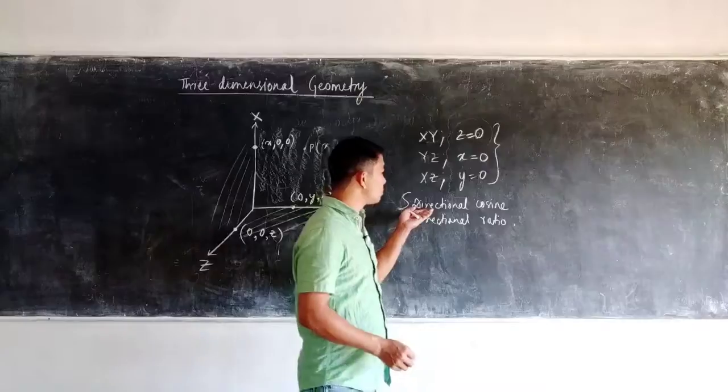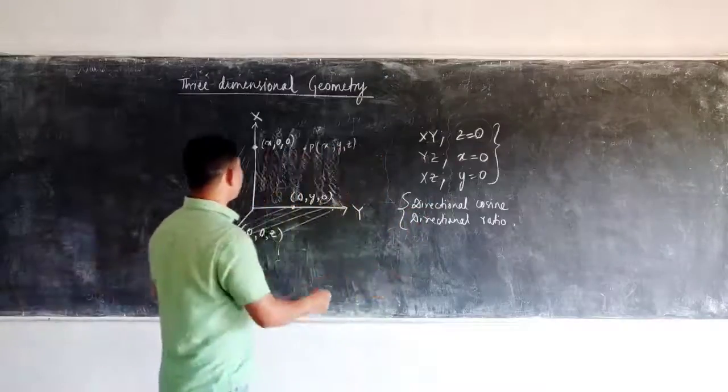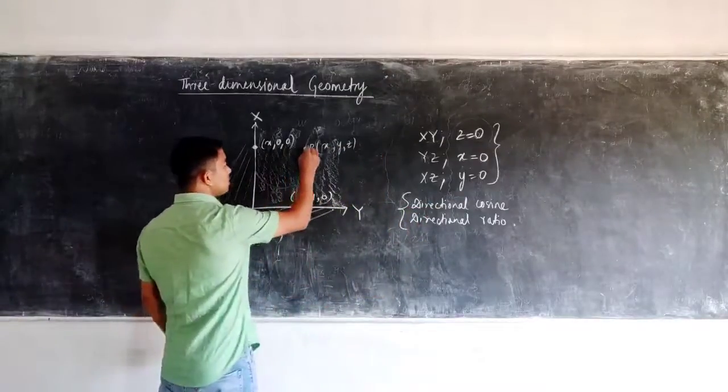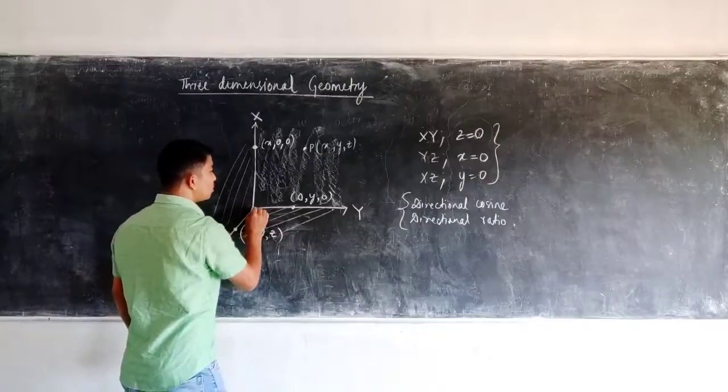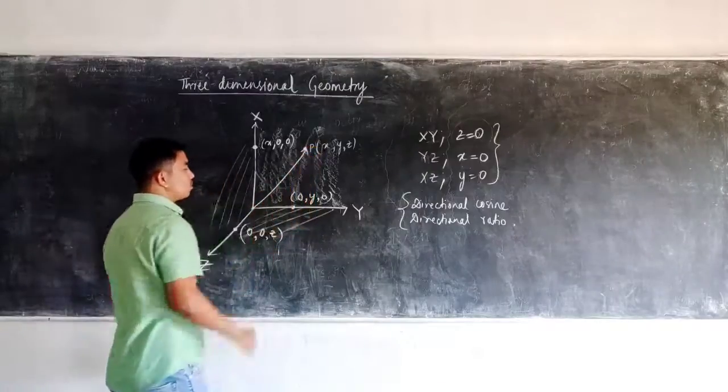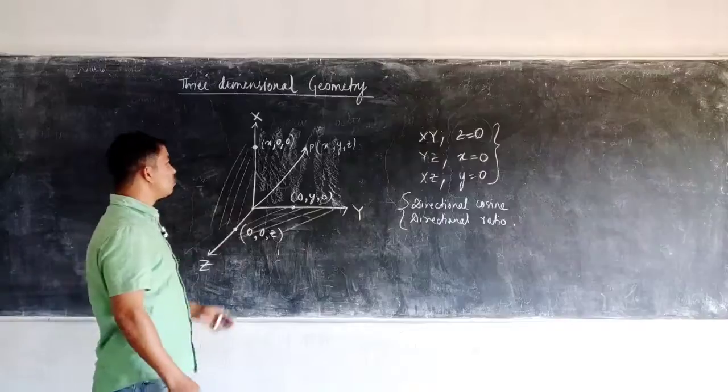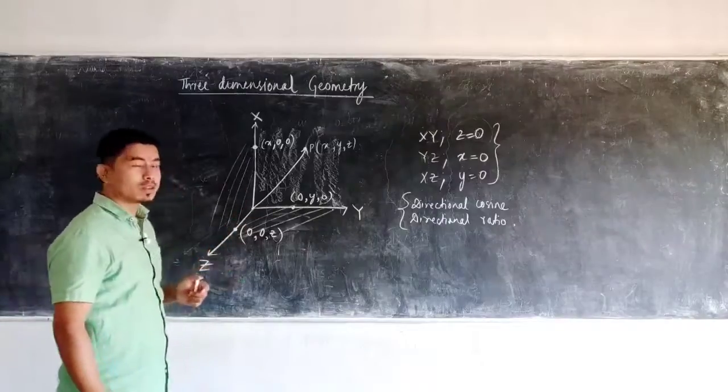Now, a brief discussion about the direction cosine. It is nothing much. If I have any point P here, and if I join the origin to this point, we know that this line will make certain angles with all of these three axes.